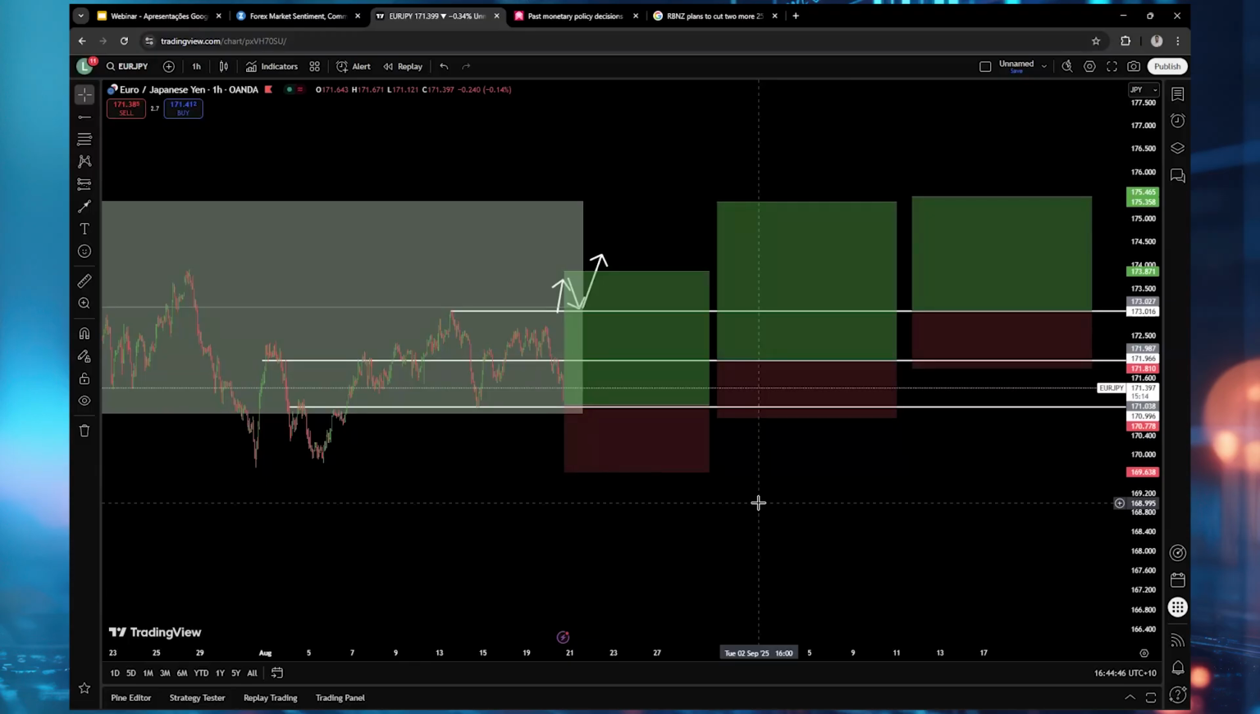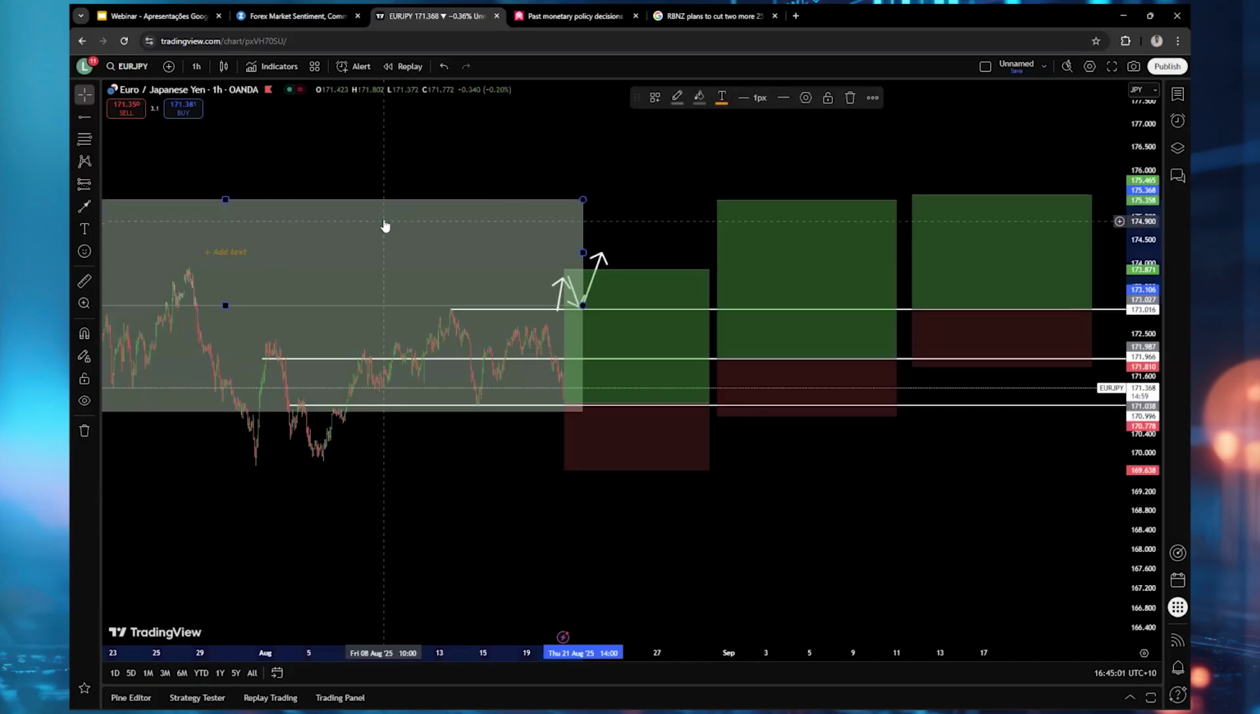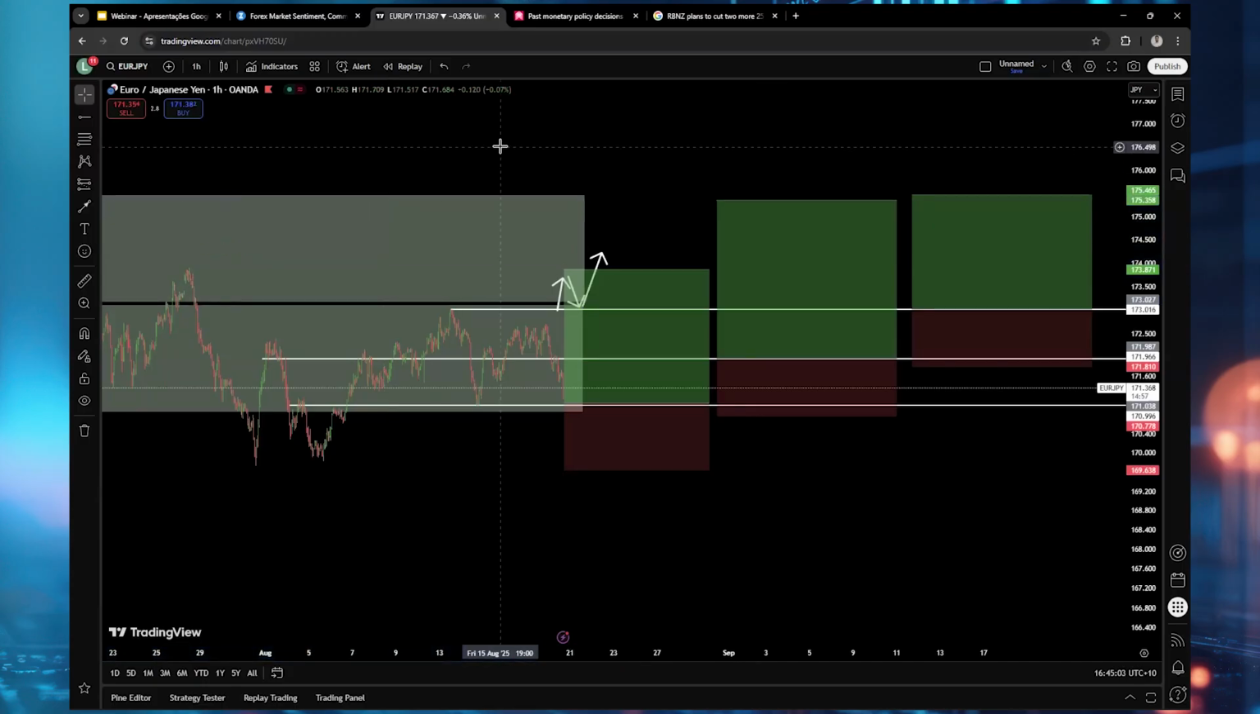Now, the first position would be around 171. Then, if you want to keep that position open, move your stop losses to break even. Once the market hits the 50% of this consolidation right at the bottom, we would be looking to enter another position at the 50% with the stop losses below the consolidation. And then once the market breaks the top, we can have another entry on the pullback and target 175.500. Okay, so that's a pretty good trade as well.